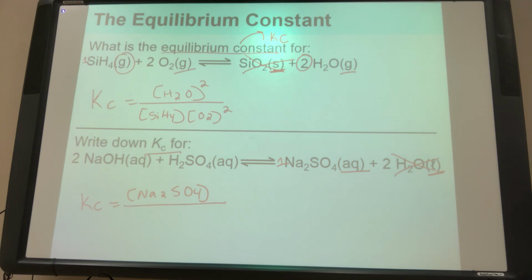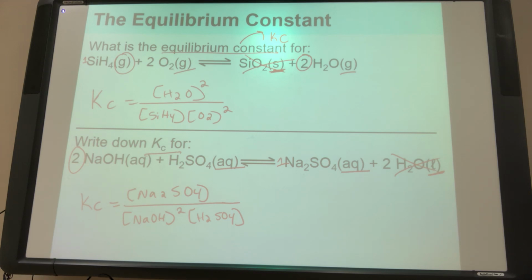All right, reactants. This is aqueous, so it counts. So I do my NaOH to the 2 squared, because that's a 2. This is aqueous, so it counts. H2SO4, and I'm done. If it's a liquid or a solid, I don't count it. That's it. Those are our exceptions, okay? So now you know how to write a Kc, period, no matter what it is.